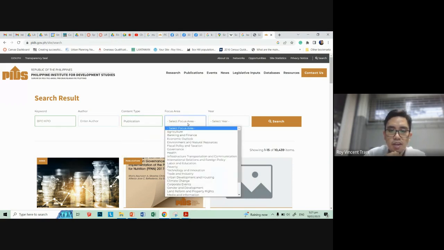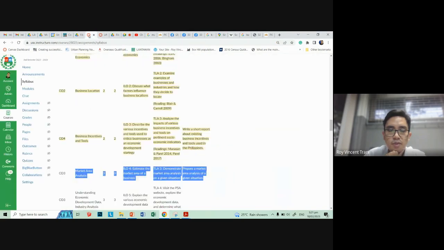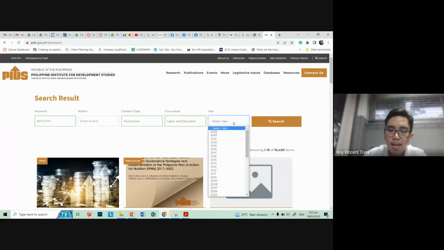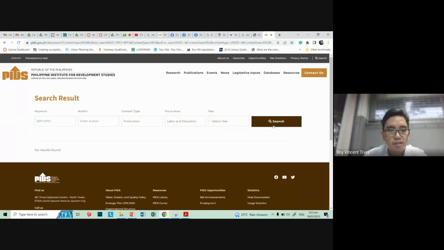publications and stuff. Focus area is in economic outlook, environment and natural resources. I'll recheck my syllabus. Business incentives. Let's see if there's anything on business incentives here. Infrastructure, labor and education. I think labor is where we want to be. And let's just leave it as any year. Oh, no results found. Let's say BPO only. Okay, how about that?